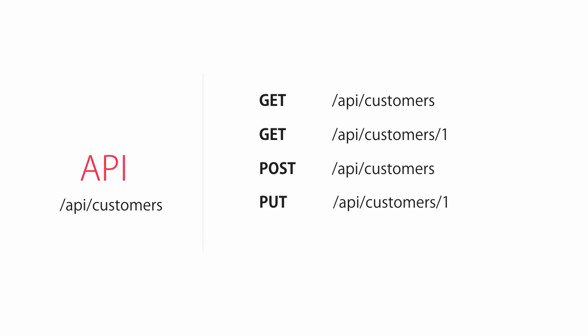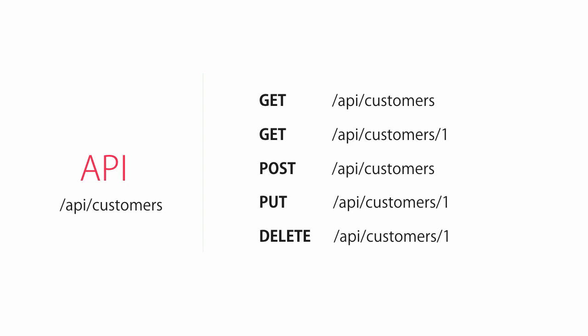Now, to update a customer, we'll send an HTTP PUT request to this URL. So the ID of the customer is in the URL, and the actual data or properties to update will be in the request body. And finally, to delete a customer, we'll send an HTTP DELETE request to this endpoint.